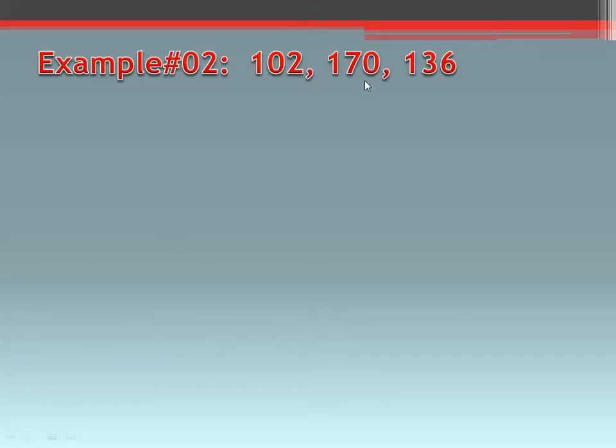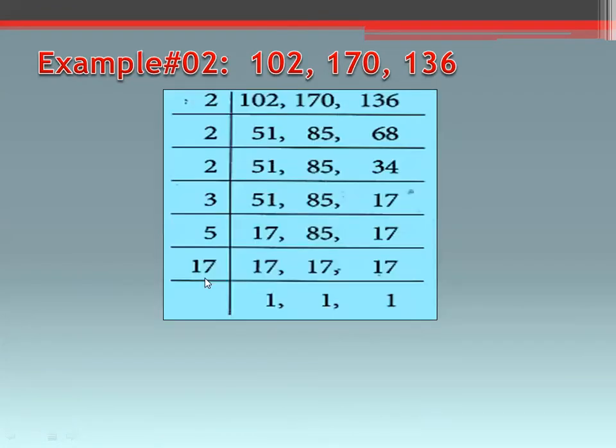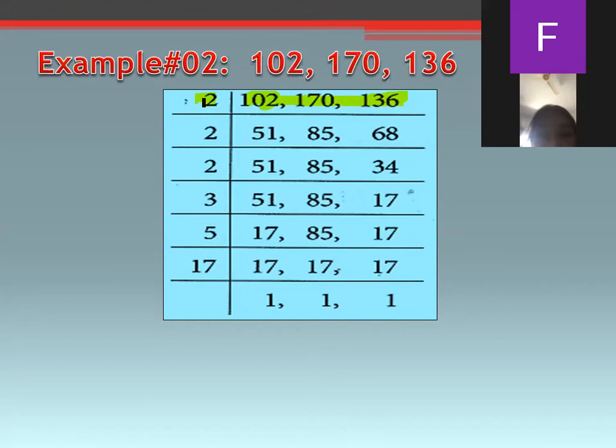Now, my dear students, here again you have three numbers: 102, 170, and 136. Simply, here is the method. What you will do here, you will write all the numbers in a single line. In the first step, check, can you divide these numbers by 2? Yes, of course. You can divide 102 by 2, 170, and 136. So all these numbers can be divided by 2. So you will take 2 as your first prime factor.